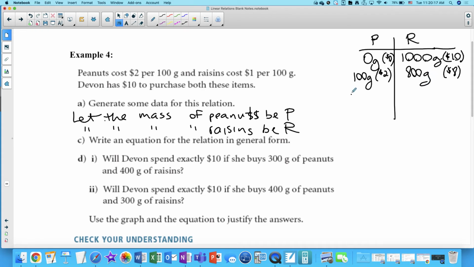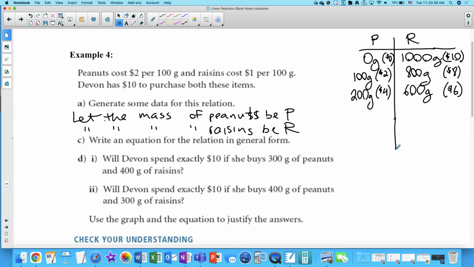Okay. What if I bought 200 grams of peanuts? How much would I spend on the peanuts? $4. How much would I have to spend on the raisins? $6. Okay. How many grams of raisins can I buy with that? 600 grams. Okay. And there's a pattern that's going on here, right?